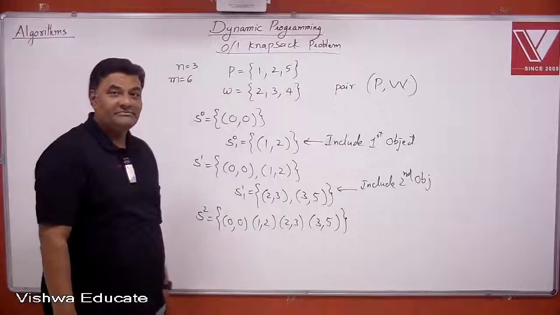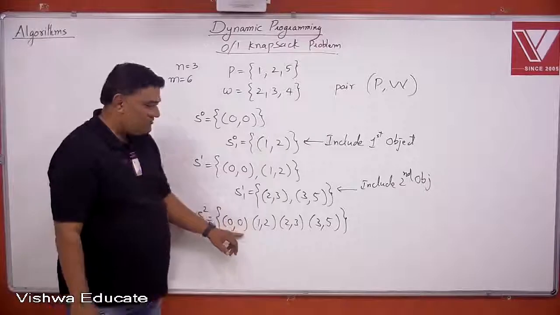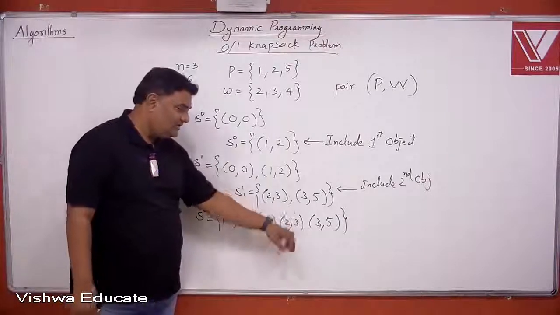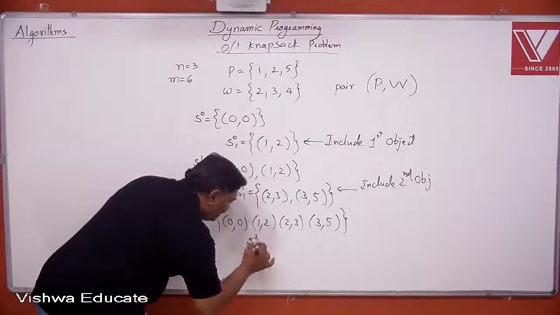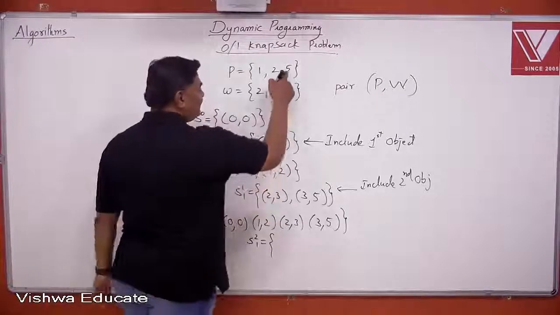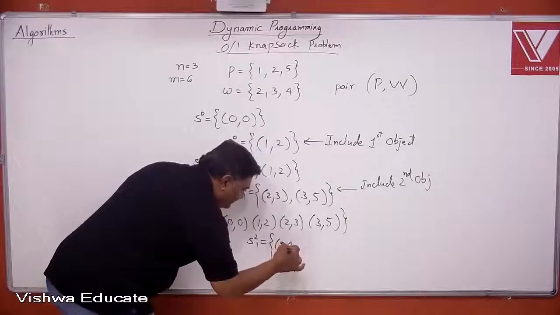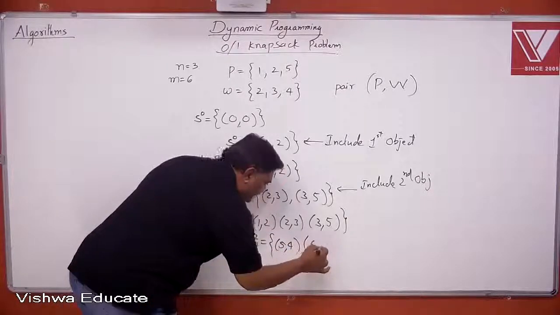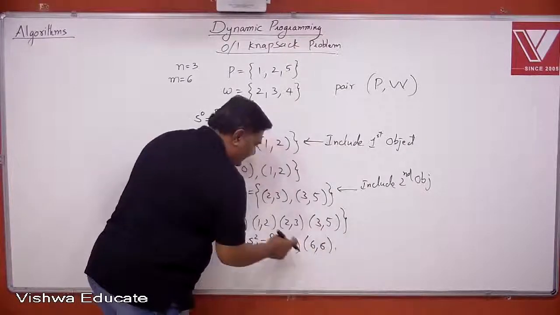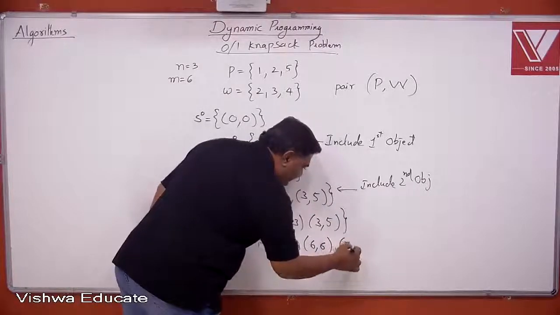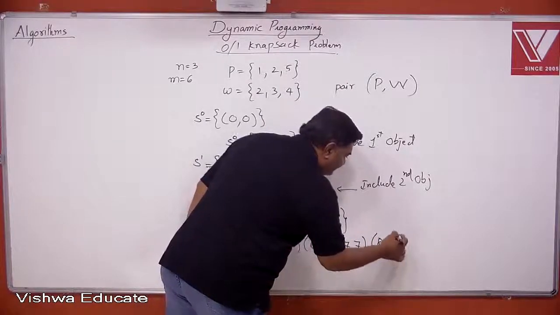Now 4 possibilities are there when you take 2 objects: no object included in the bag, only the first one, only the second one, and both included in the bag. Then I have to prepare S21. Here I will include the third object, 5, 4. Add it to all. So this becomes 5, 4. Then 5, 4 is added, so this becomes 6, 6. Then 5, 4 is added to this, so this becomes 7, 7. Then 5, 4 is added to this, so this becomes 8, 9.